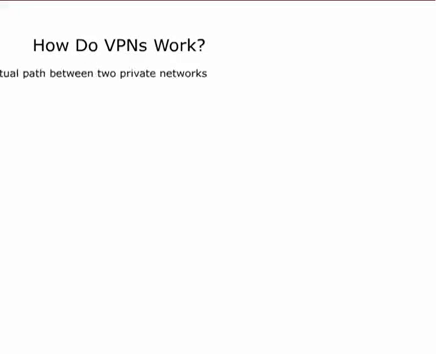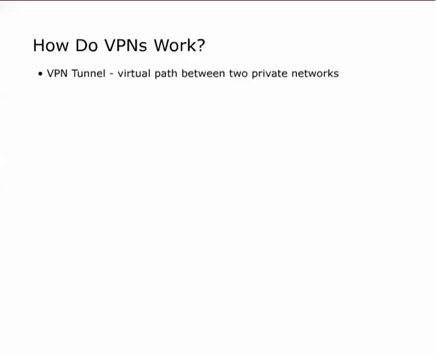A VPN tunnel is the virtual path between two private networks. We call this path a tunnel because it uses a tunneling protocol, such as IPsec or SSL, to securely send data. WatchGuard branch office VPN tunnels use the IPsec tunneling protocol to securely send traffic between networks.